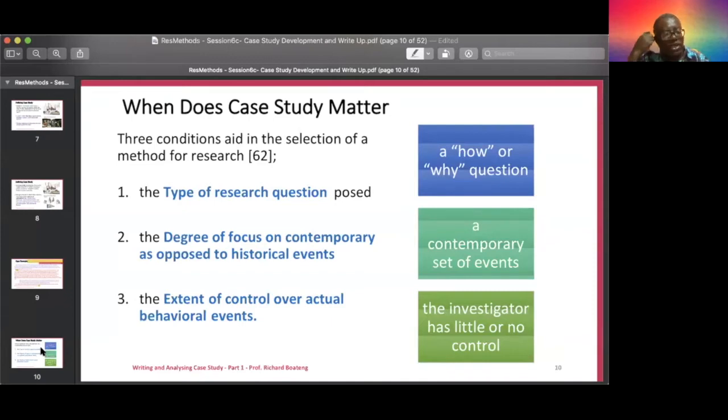The researcher who is carrying out the research doesn't have the means of manipulating the issues that are happening. So he's going to tell the story of what is happening, and then we end up studying what is happening and we have to understand how that thing happens. So case study matters, especially because of the type of question and the fact that the issue you are studying is contemporary as opposed to historical events. And then the issue itself, we have very little control over it. Okay. And as we go on, you are going to appreciate it as I teach on.